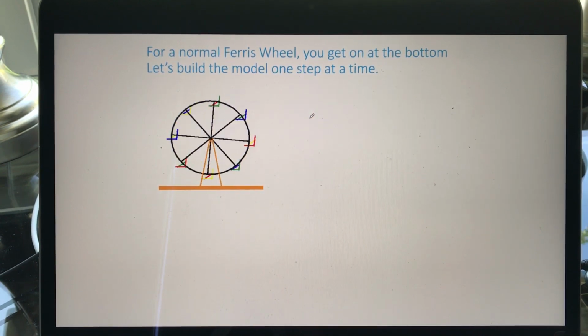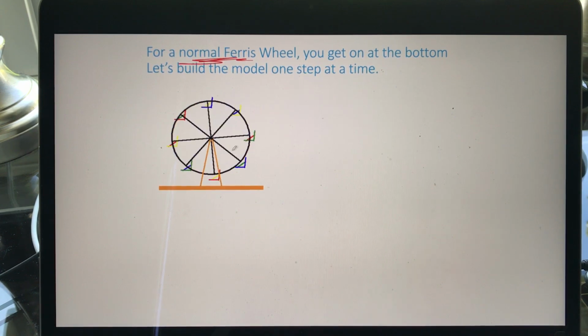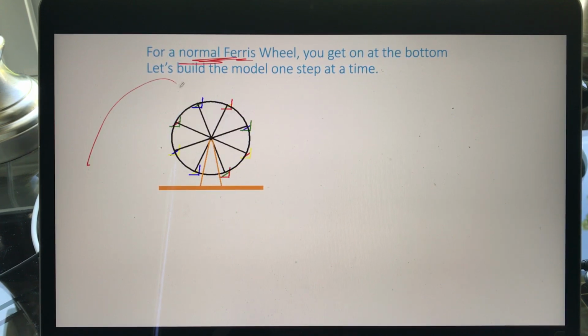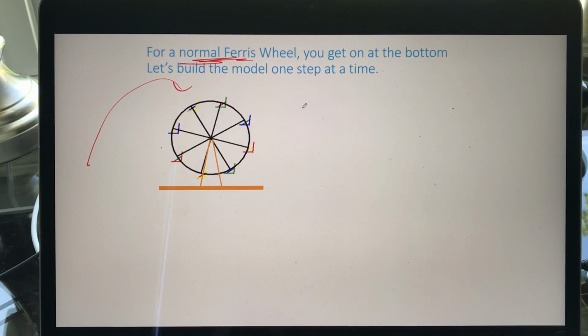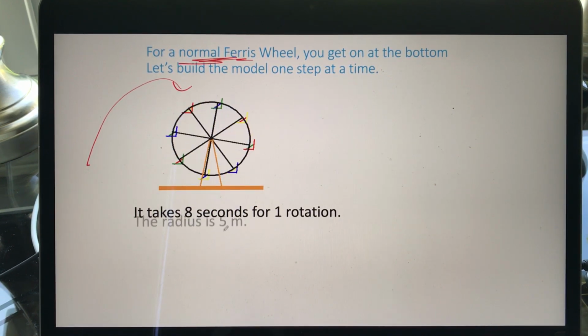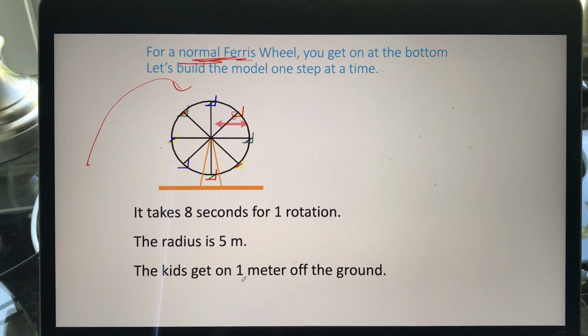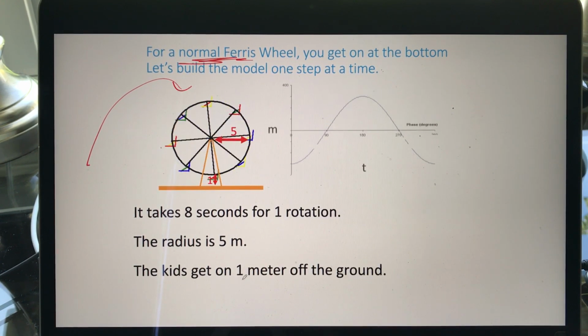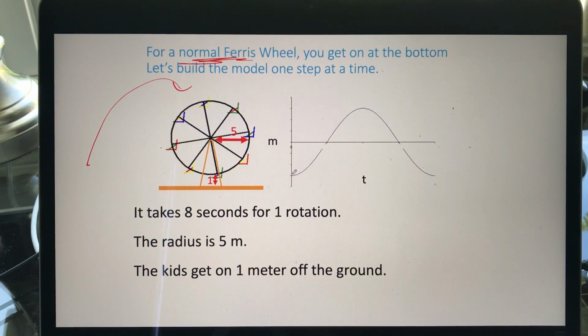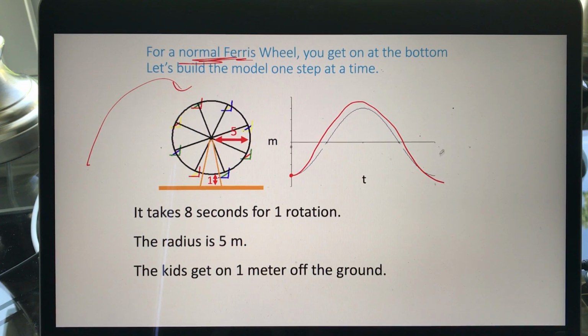Now, let's just do this one more time here, just quickly. So for a normal Ferris wheel, of course, we're going to get on at the bottom. So we can't just fly through the air and land on the top here. So we're going to build a model for getting on at the bottom. It's going to be the same thing here. We'll have 8 seconds for our spin. The radius will be 5, and we'll get on still 1 meter off the ground. So that's all going to be the same. However, we're going to get on at the bottom now, and we're going to ride up, get to the top, and then head over to the bottom here in our 8 seconds.